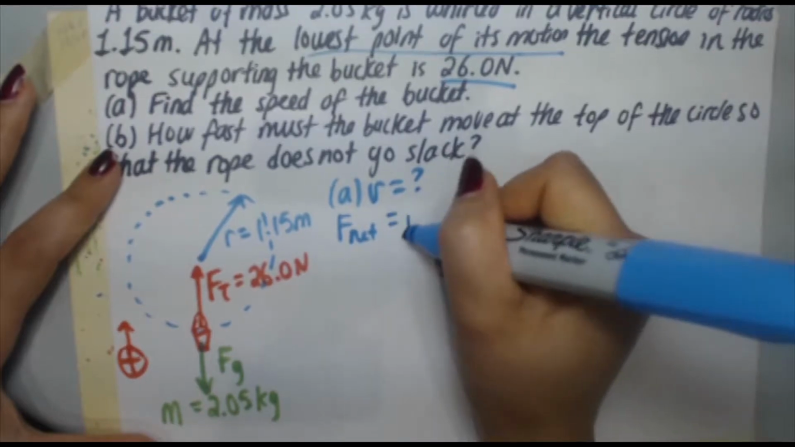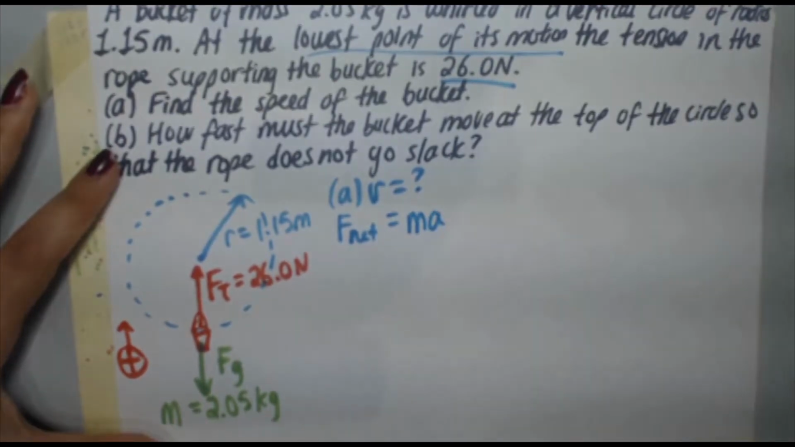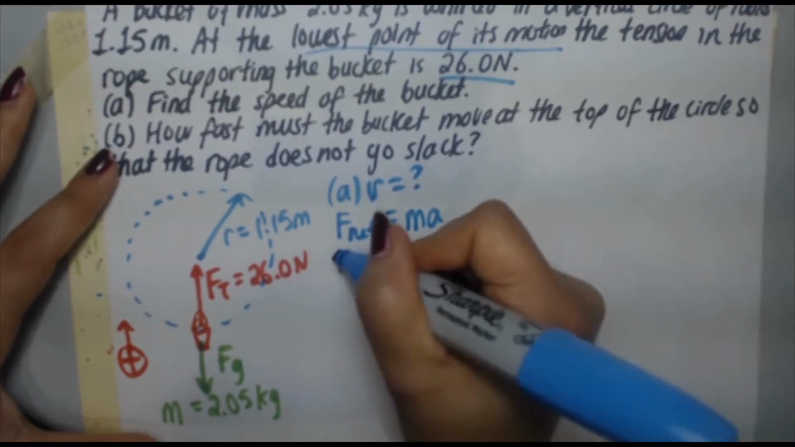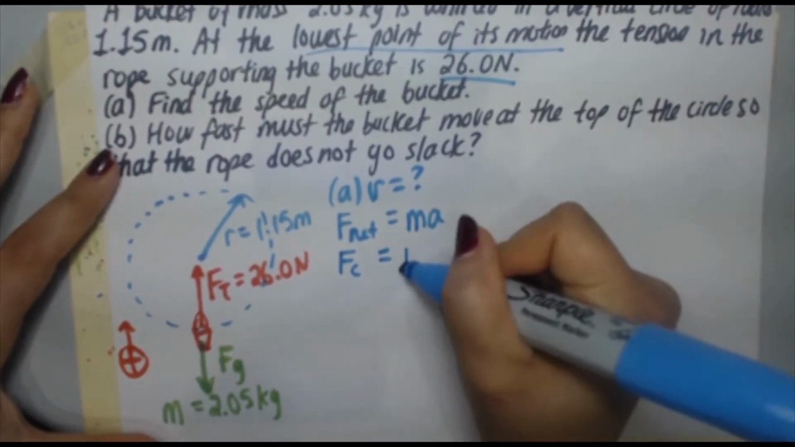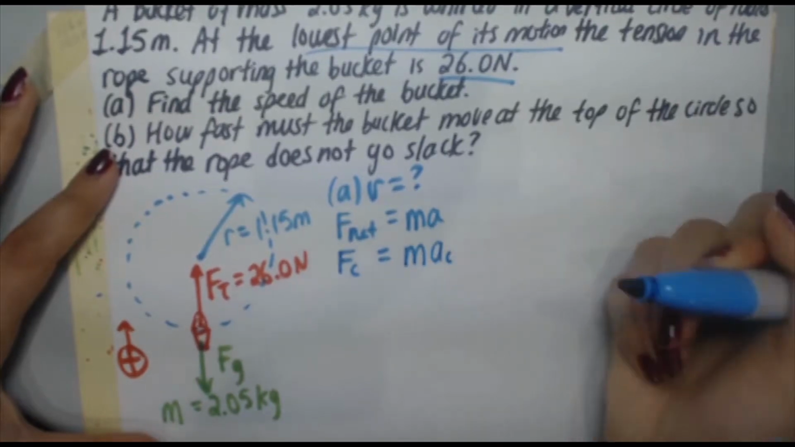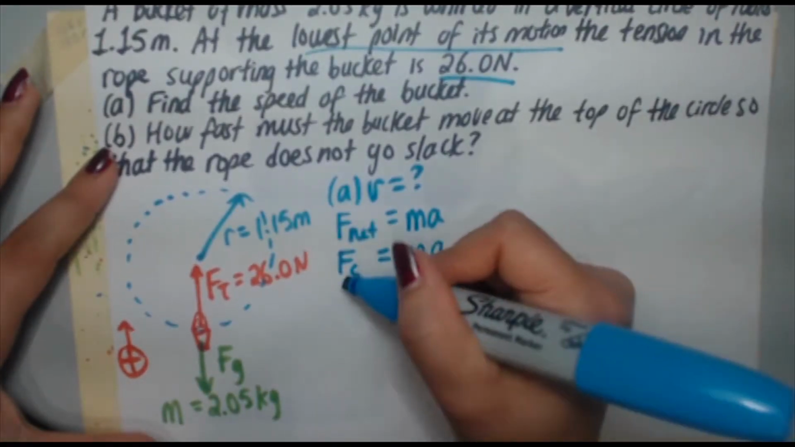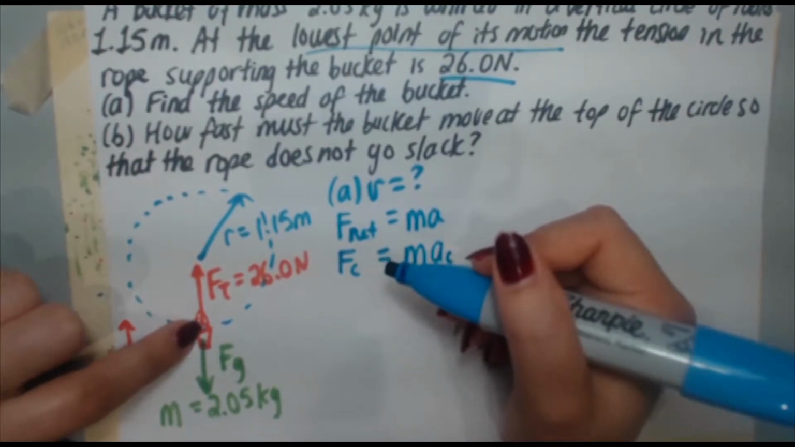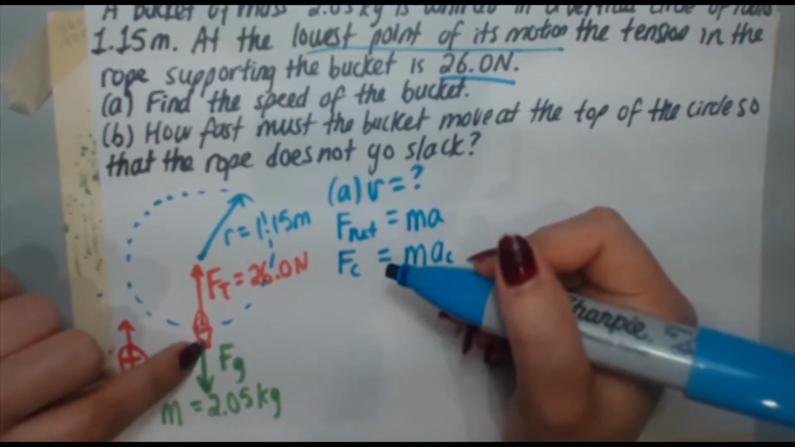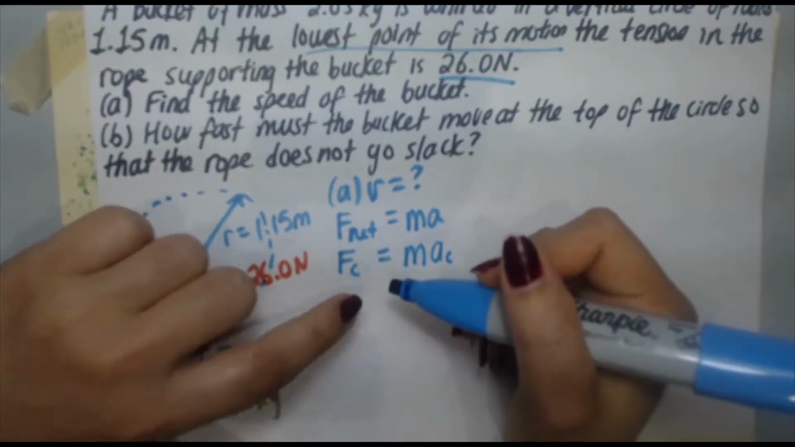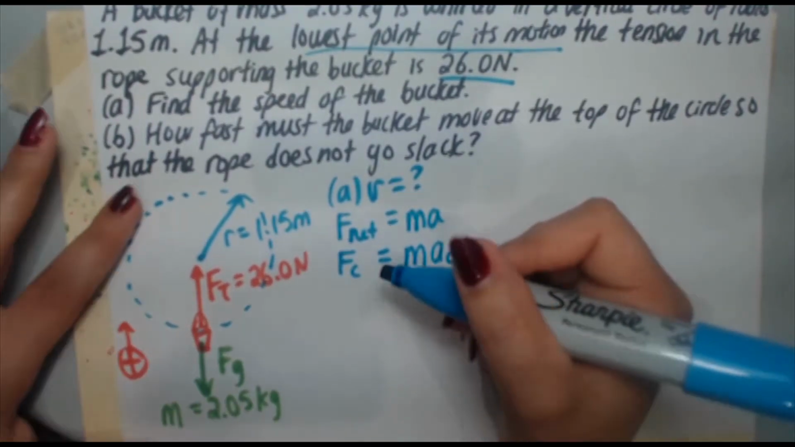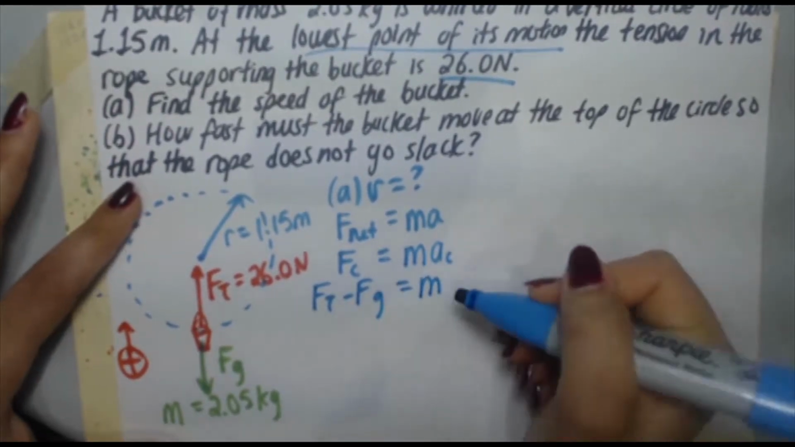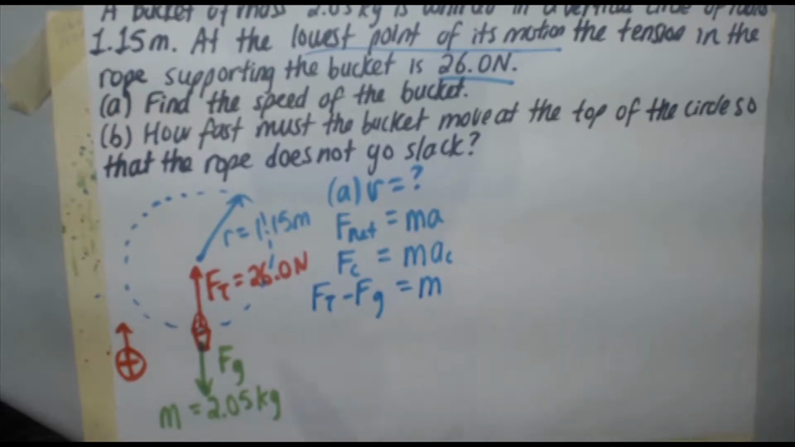Okay, so F net equals ma. Always start off with Newton's second law. Now, in this question, we're dealing with circular motion. So the net force is a centripetal one, which is equal to mass times a centripetal acceleration. Now, my forces in the radial direction, in the positive, I have Ft, in the negative, I have Fg. So Fc is going to be Ft minus Fg equals m. Now, centripetal acceleration.